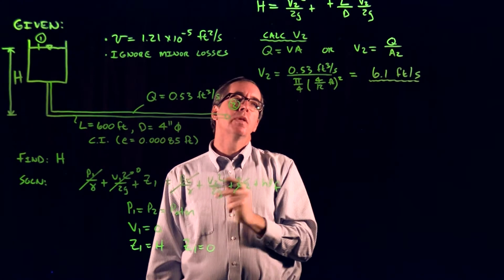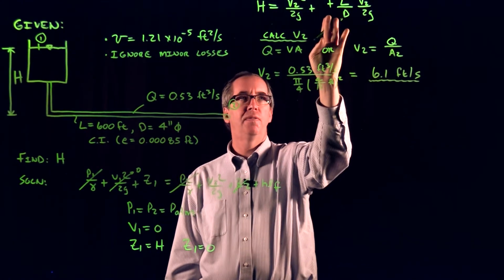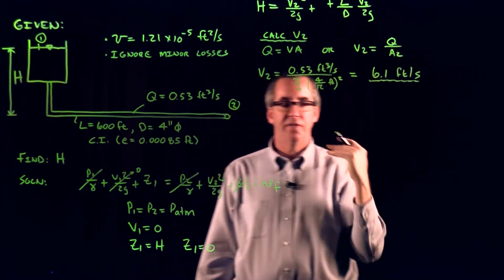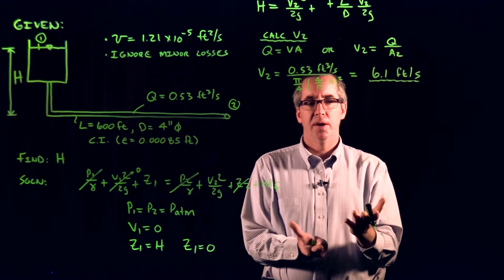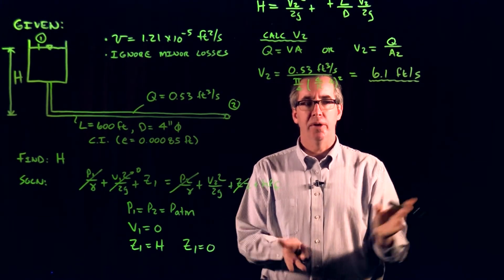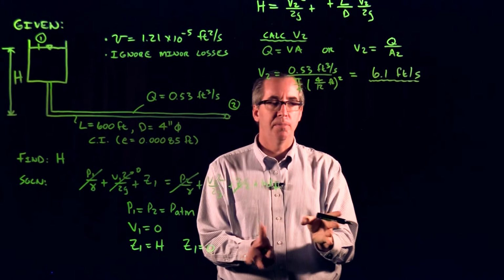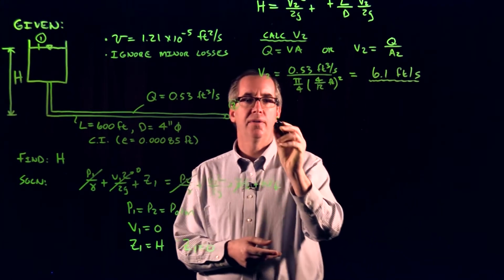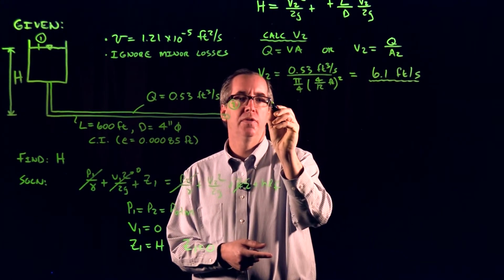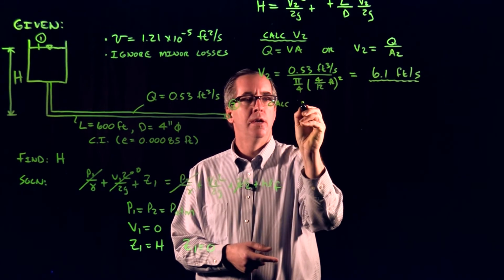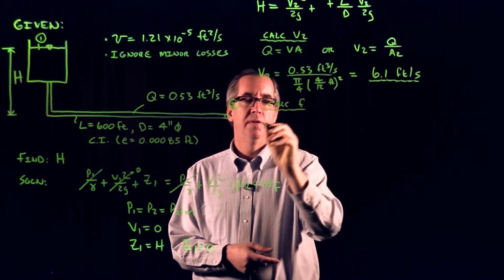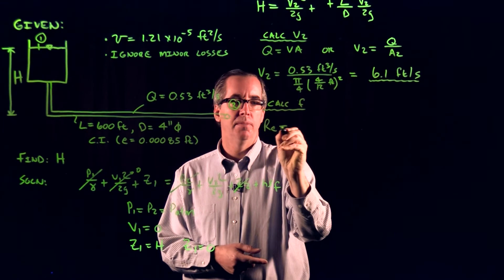The second piece of this equation, for me to get the friction factor, I'm going to have to figure out the Reynolds number, and then from the Reynolds number, knowing the relative roughness, I can use the Moody diagram to look up the friction factor. So let's go ahead and say here for Calc F, the first step is to calculate that Reynolds number.